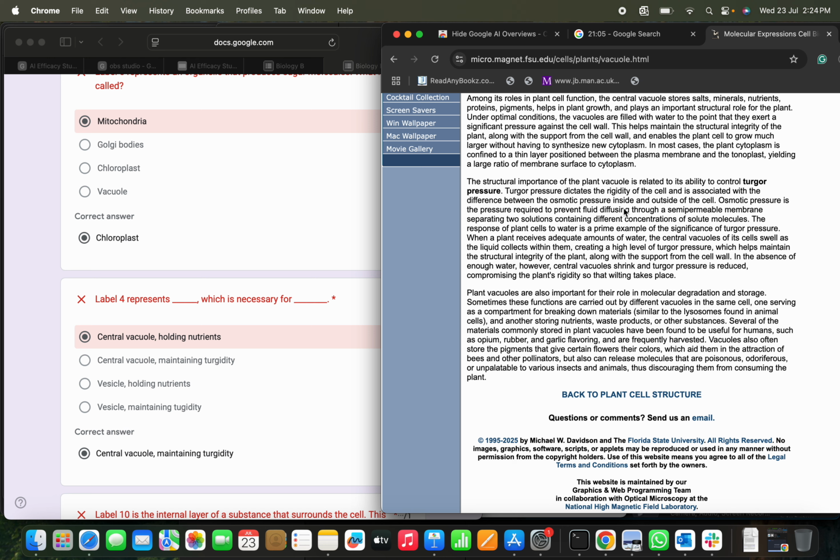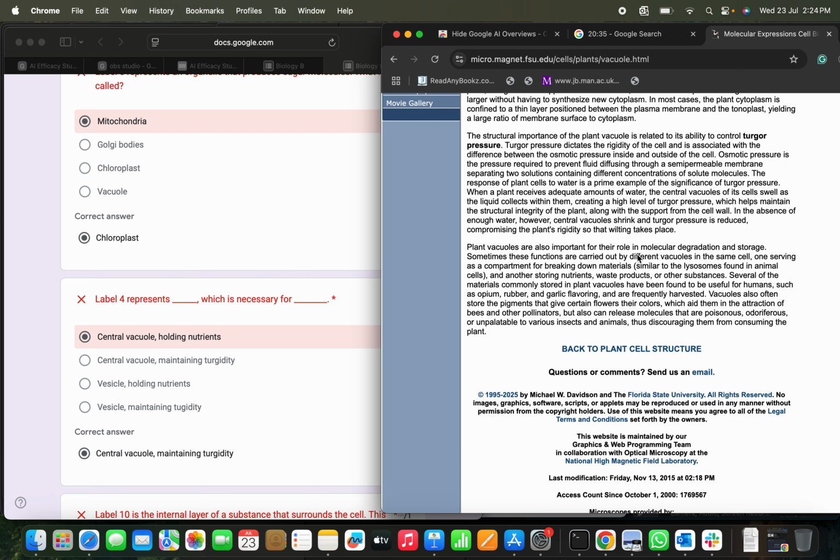Osmotic pressure is the pressure required to prevent the fluid diffusing through a semi-permeable membrane separating two solutions. Alright, okay, this is interesting. The response of plant cells to water is a prime example. When a plant receives adequate amounts of water, the central vacuoles of its cells swell up, creating a high turgor pressure which helps maintain the structural integrity. In the absence of enough water, they shrink, the turgor pressure is reduced, compromising the plant's integrity. Okay, that's how the wilting takes place.